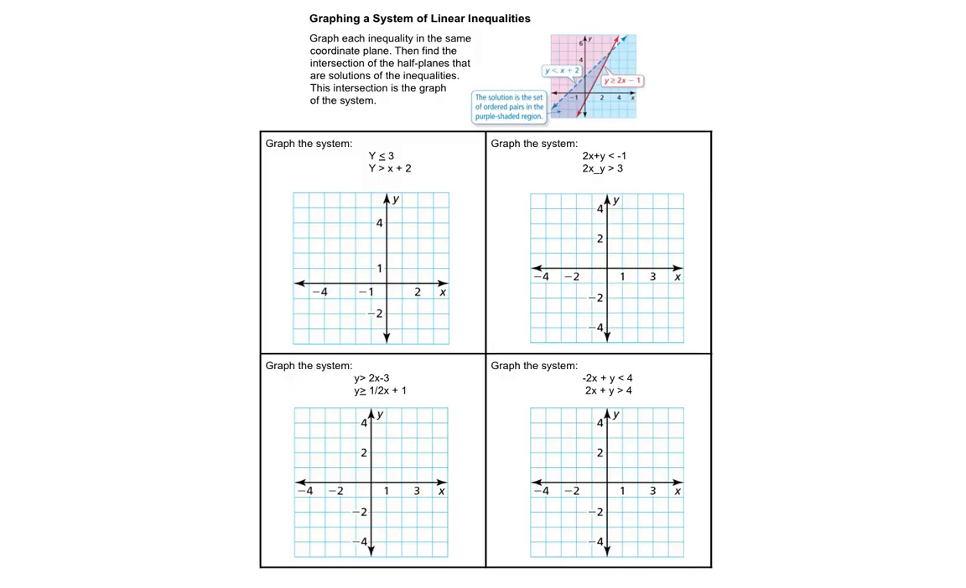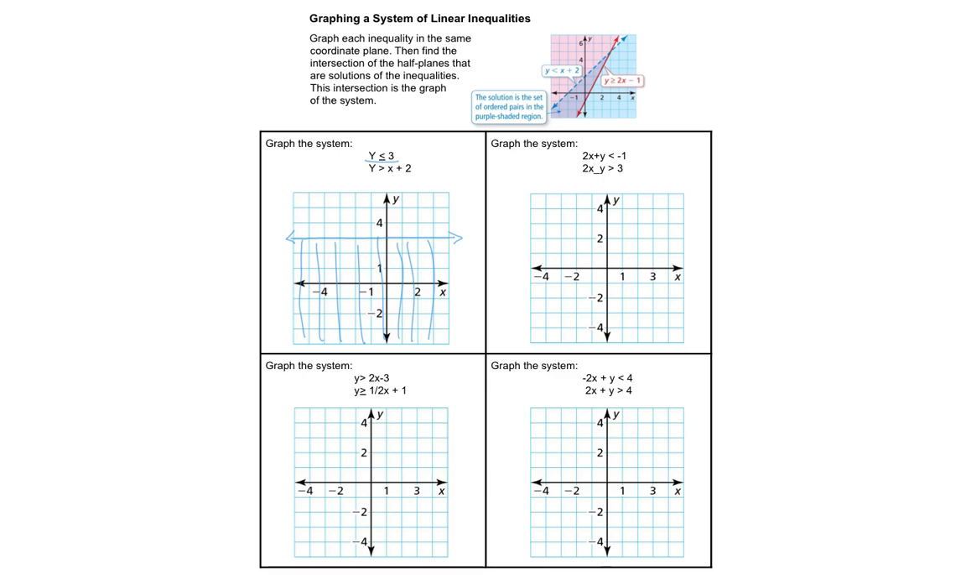All right, let's look at systems. So graphing systems, we're going to do the same thing, except we're going to have to find the intersection of our shading. So let's start off with this. Our first equation here, y is less than or equal to 3. So we've got a solid horizontal line crossing at 3, and it says everything's less than, so our shading would be going this way.